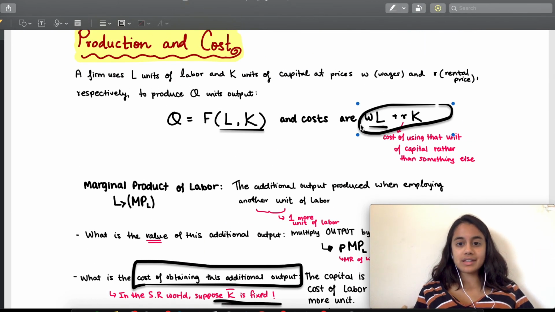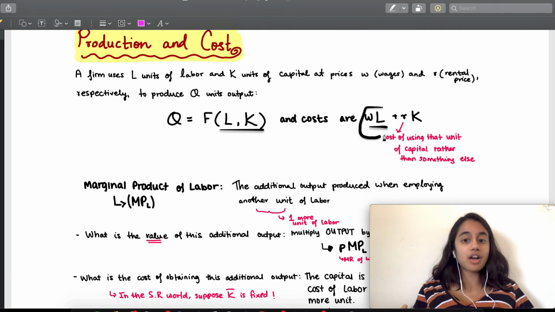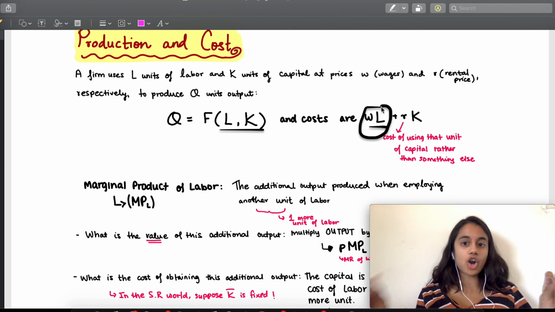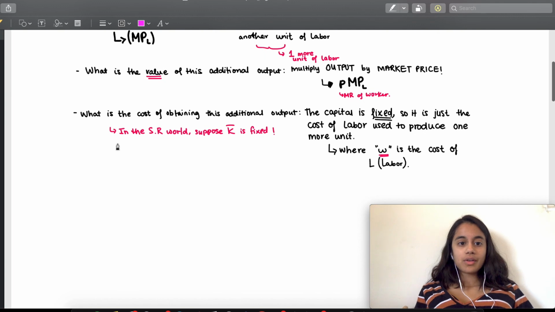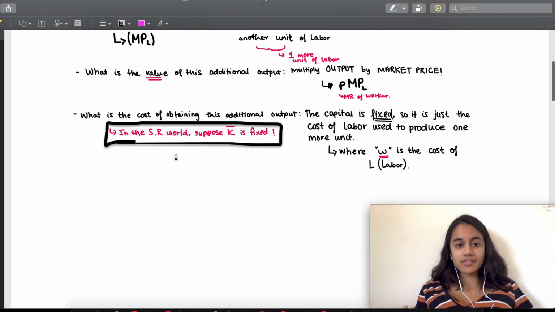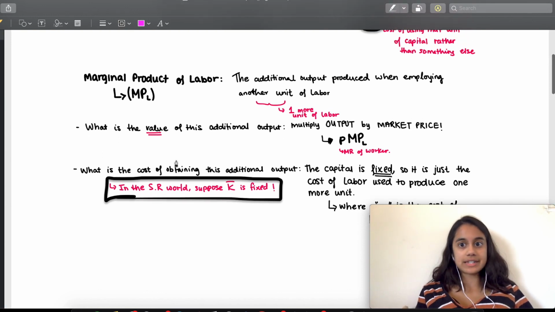Look back to this formula. The cost of labor is the wage times the amount of labor, right? So let's say you have 10 workers and you're paying each of them $15 an hour, which is pretty great. You would just do 10 times 15, that's 150, and that $150 is the cost of labor, okay? So in the short run, you would pretty much suppose that K is fixed unless otherwise mentioned on an exam.